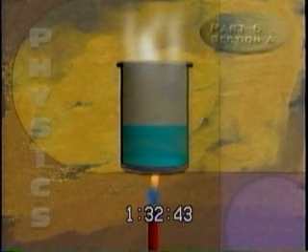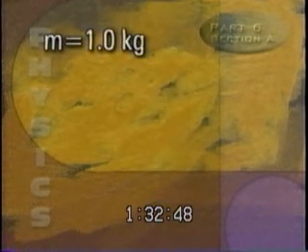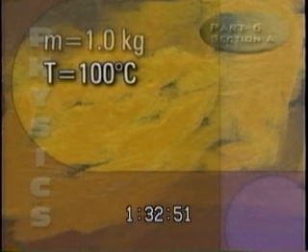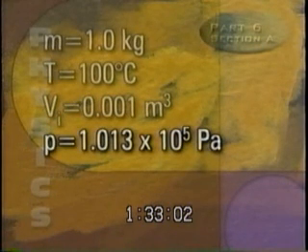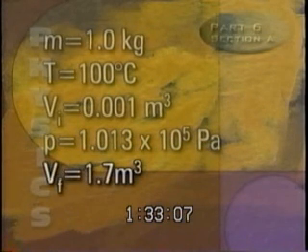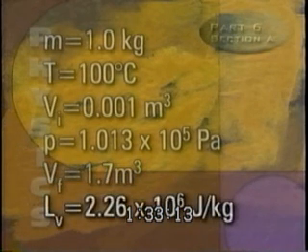Before we tackle this problem, let's sort out all the information that the problem has dumped on us. We have the mass, m, of 1.0 kilograms. We have temperature, T, of 100 degrees Celsius. The initial volume of the water, V sub I, is 0.001 meters cubed. Pressure P is 1.013 times 10 to the 5th pascals. The final volume of the steam, V sub F, is 1.7 cubic meters, and we have water's latent heat of vaporization as 2.26 times 10 to the 6th joules per kilogram. Wow, that's a lot of information.